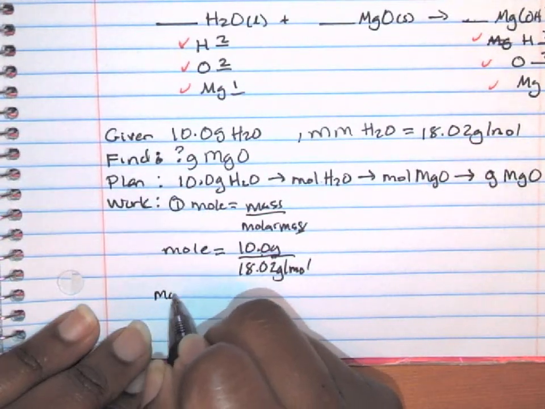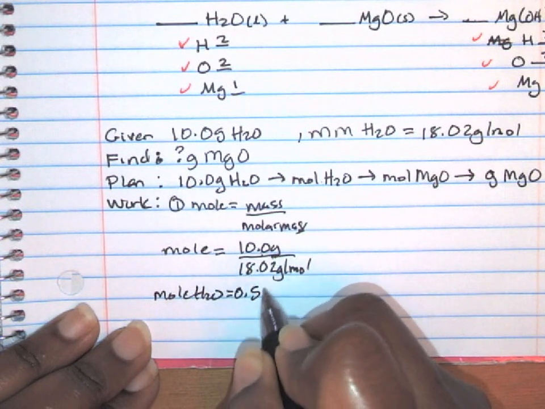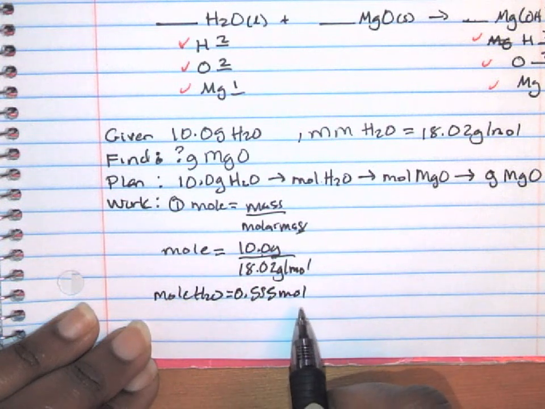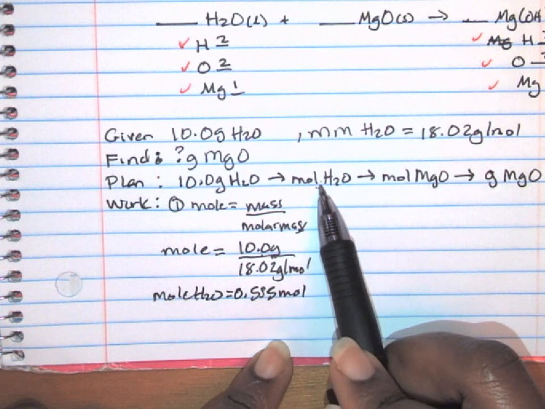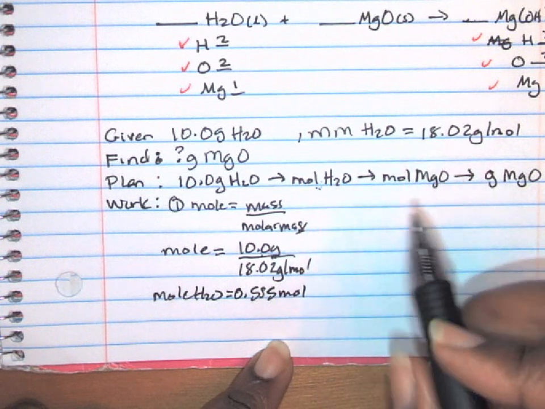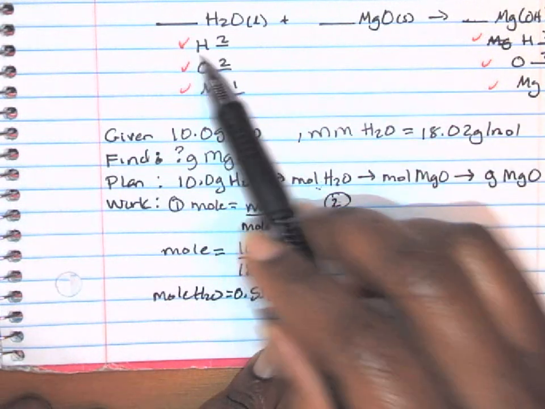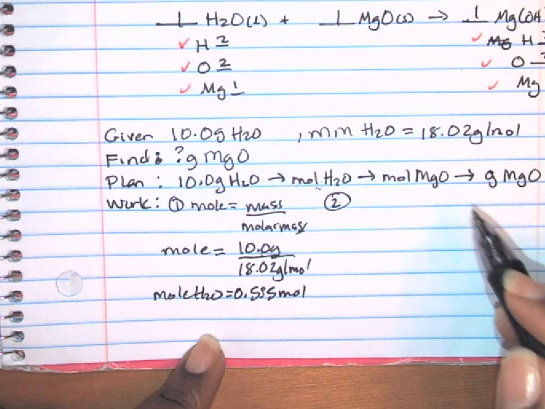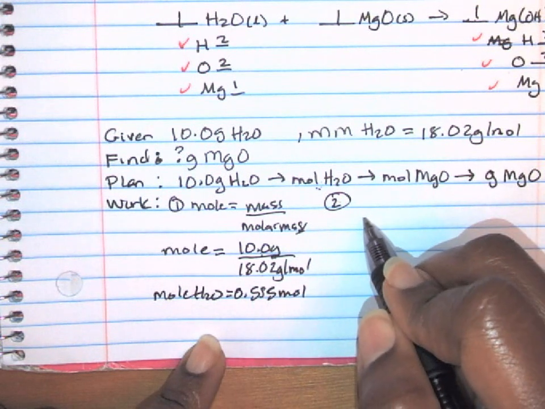So I'm going to have moles of H2O to be 0.555 moles. All right, now my next step is to convert from moles of water to moles of magnesium oxide. That's where I use the coefficients in the balanced chemical equation. Remember, these are all invisible 1s, so this makes my math easy when they're 1 to 1.